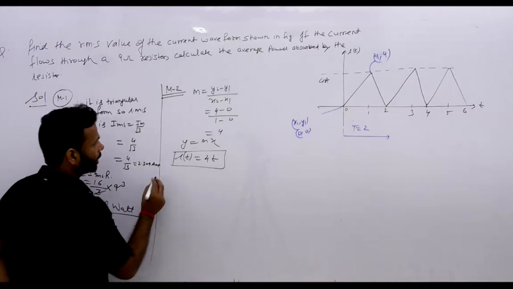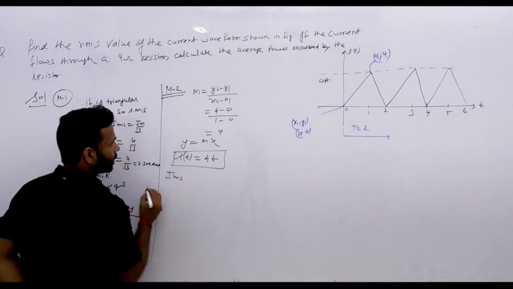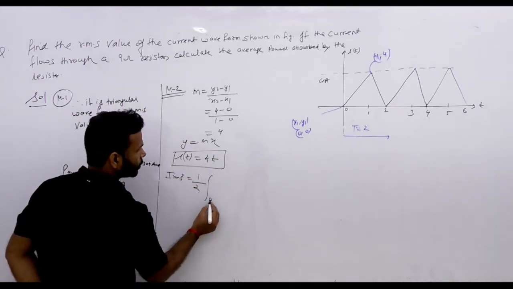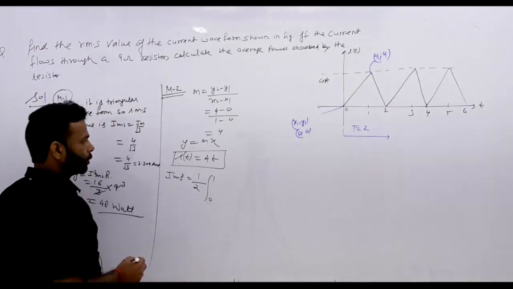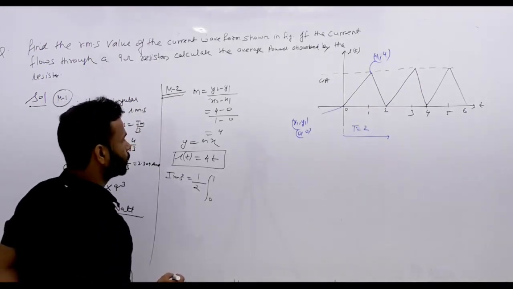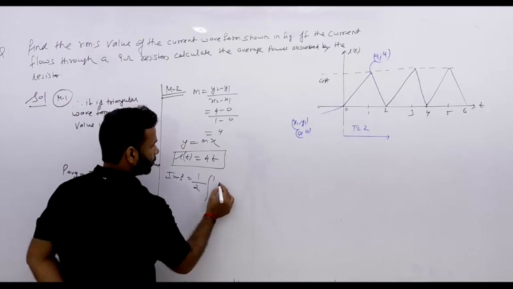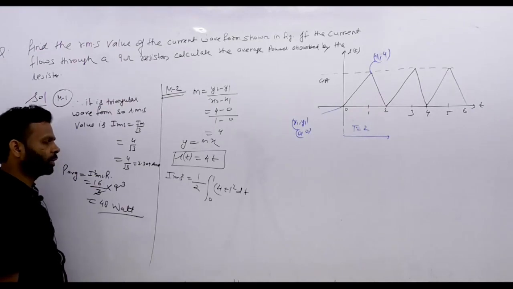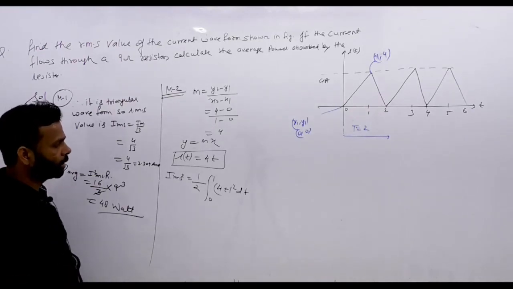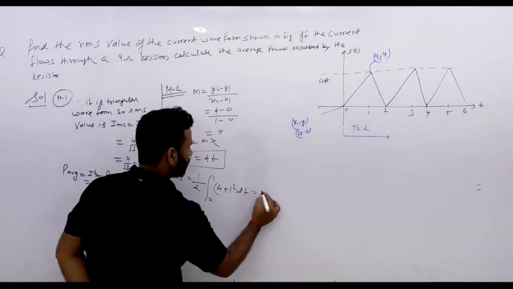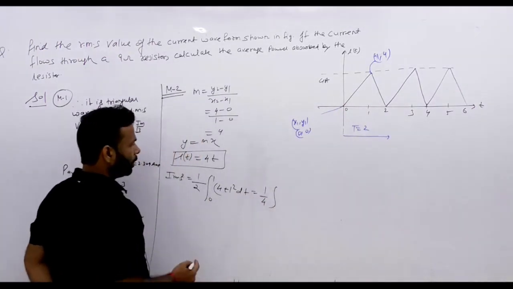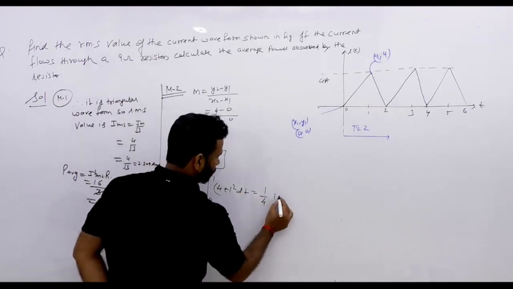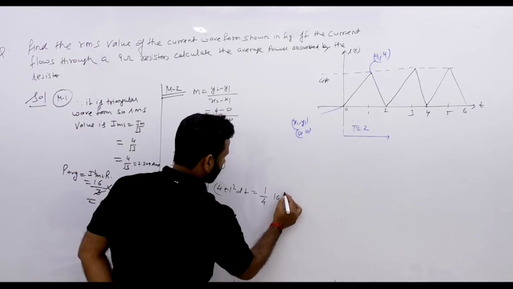Now we have to prove what? IRMS. So IRMS square equals 1 by T, integral from 0 to 1, because we have found the equation for 0 to 1. So it is 4t square dt, because the IRMS formula is IRMS square equals 1 by T integral from 0 to T of i(t) square dt. ठीक है यहाँ तक. So आगे बढ़ते हैं. Now 1 by 4, then अगर हम इसको इंटीग्रेट करते हैं, it is 16 t cube by 3 and limit is from 0 to 1.